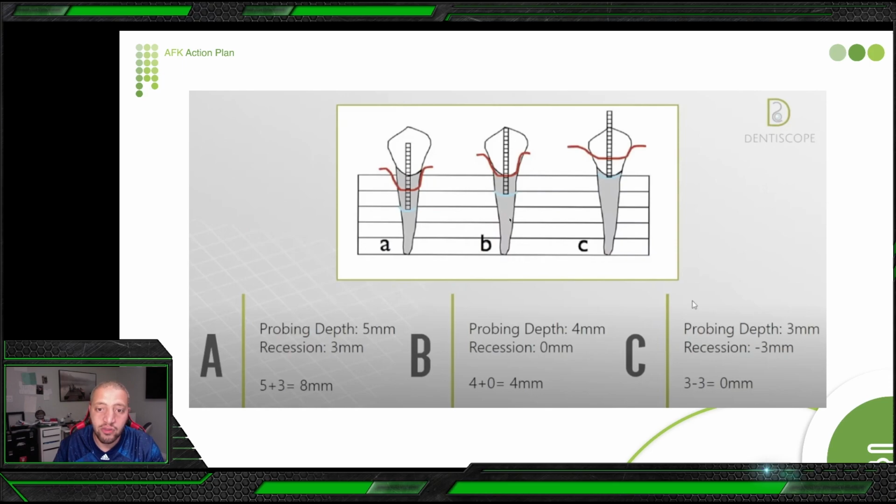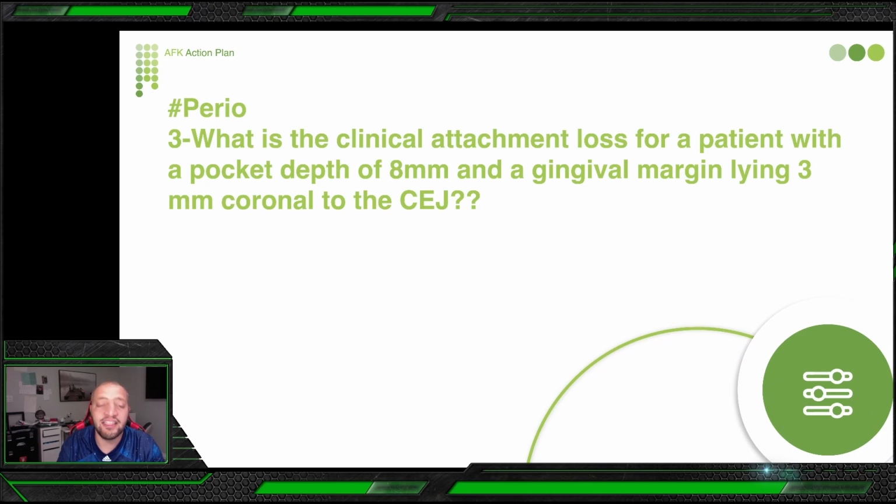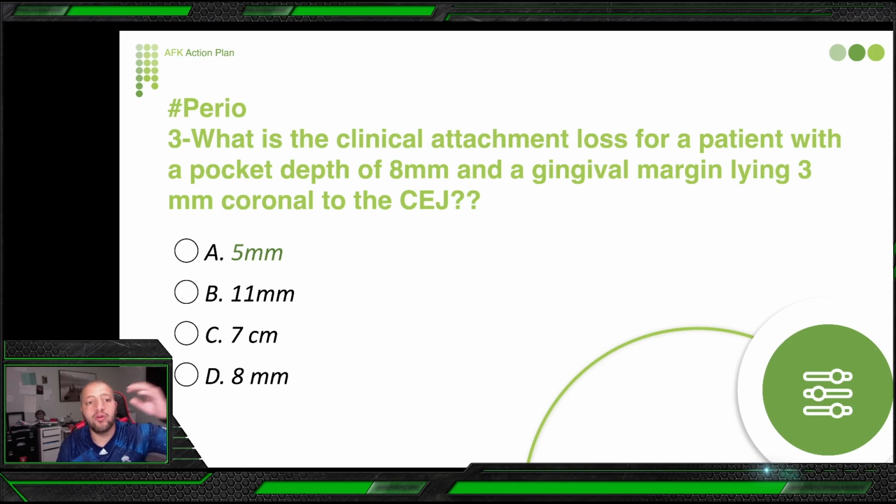And for scenario B, the probing depth is 4 and recession is 0, as the gingival margin is at the cemento-enamel junction. So 4 plus 0 equals 4. And here, when you have a positive recession, scenario A, the probing depth will be 5 and recession will be 3, so you add both to give you the answer, which is 8. I hope this is clear. If it's a little confusing, maybe you can watch the video again to get the idea. And again, please try to connect the numbers with the picture. When you correlate them together in your mind, it will be easy.